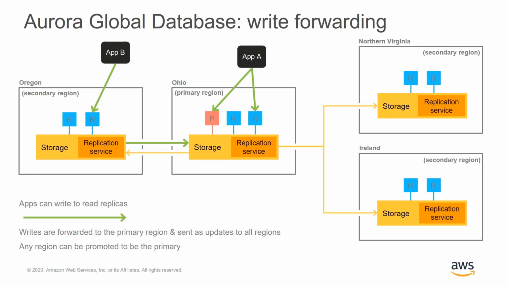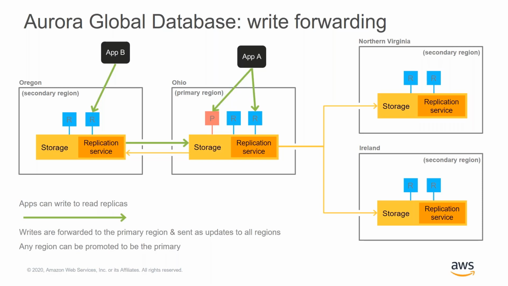And in Ohio, we have a primary and a couple of readers. And the application, which for this case we're calling App A, is writing to that cluster as you would normally expect and reading from the replicas. And so we also have global replicas around the world. We have one in Oregon, one in Northern Virginia, and another one in Ireland.